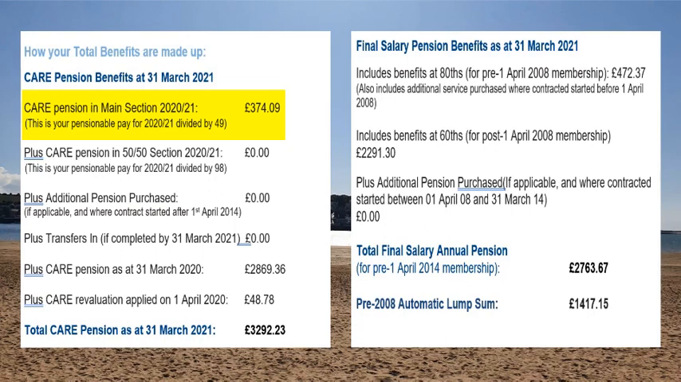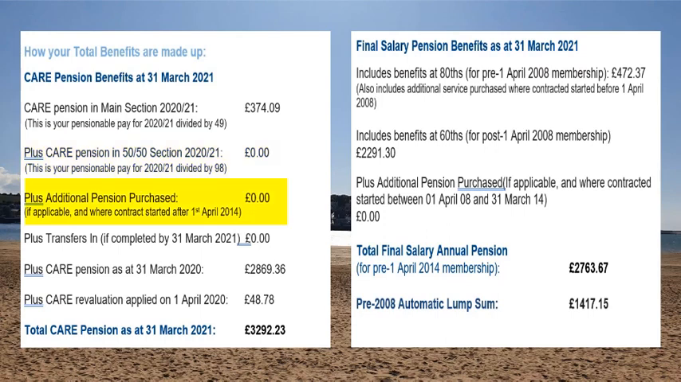It is calculated by taking a 49th of your CARE pensionable pay in the main scheme, as shown in the pay section of your personal benefit statement. Your CARE pension in the 50/50 scheme is the pension you have accrued per annum in the last 365 days. It is calculated by taking a 98th of your CARE pensionable pay in the 50/50 scheme, as shown in the pay section of your personal benefit statement.